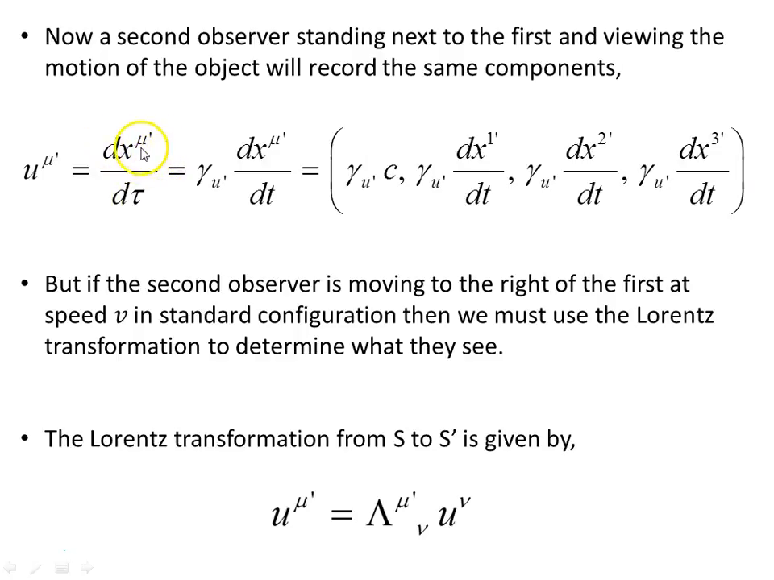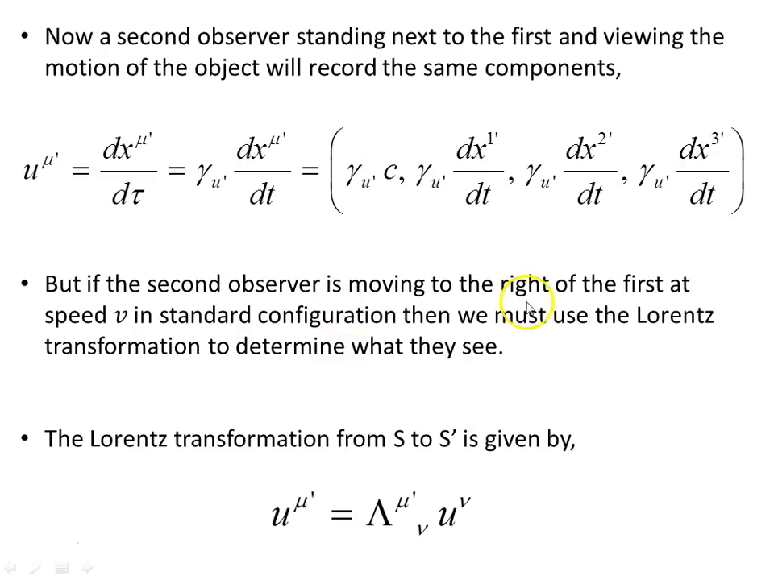So they'll have dx mu prime d tau is gamma mu prime, u prime, gamma subscript u prime. Now u prime is the relative speed they see the object moving at relative to them. So they see the same object, but moving at a speed of u prime. So they have gamma subscript u prime there, dx mu prime dt, and here's their components. The prime here above each of the u's indicating that it's a second separate observer from the first.